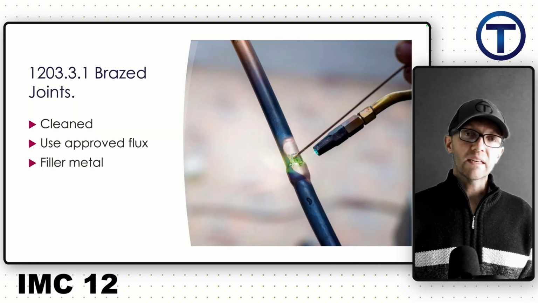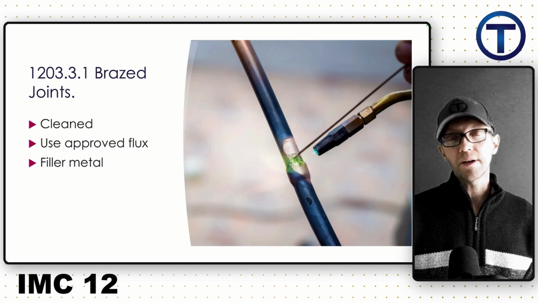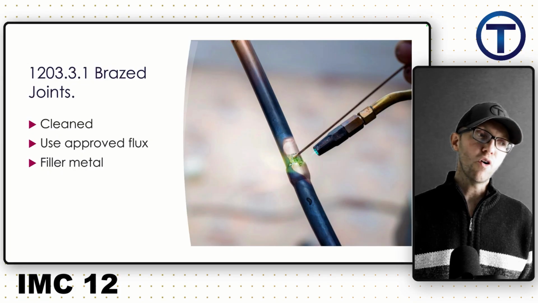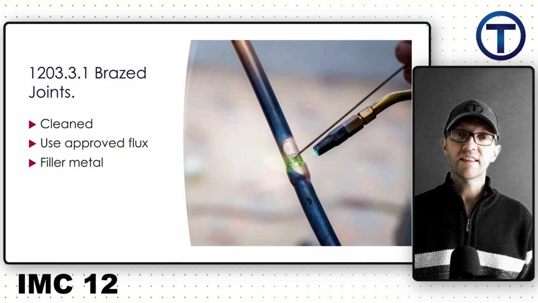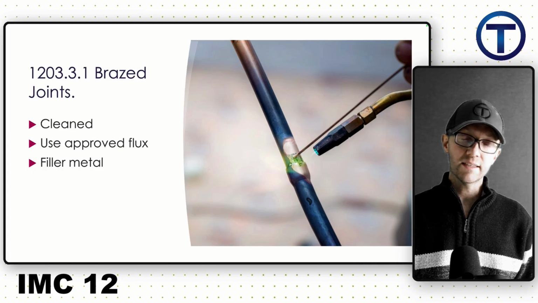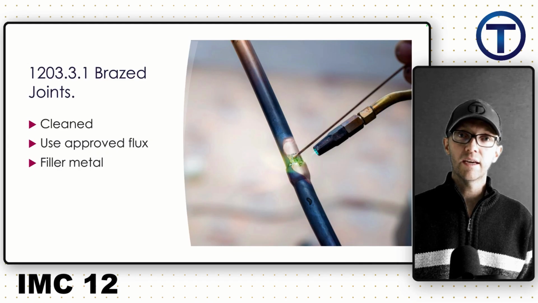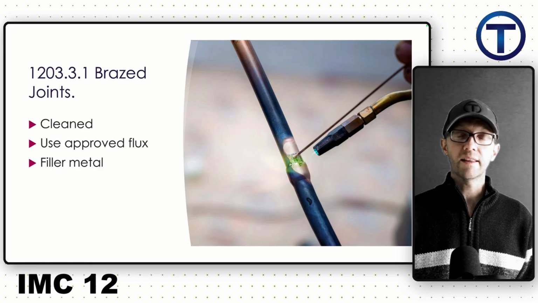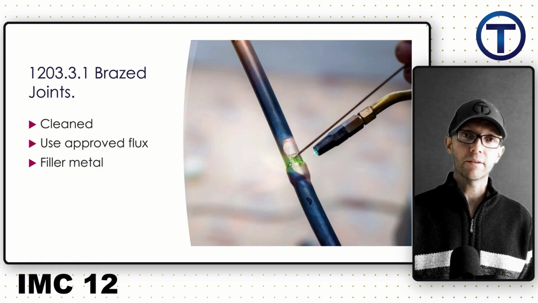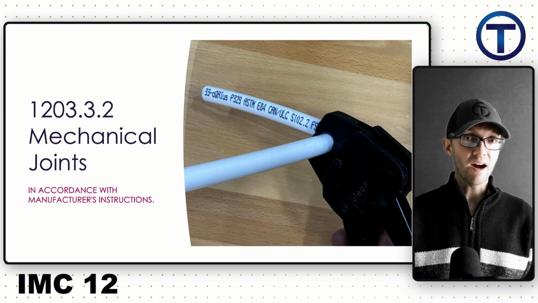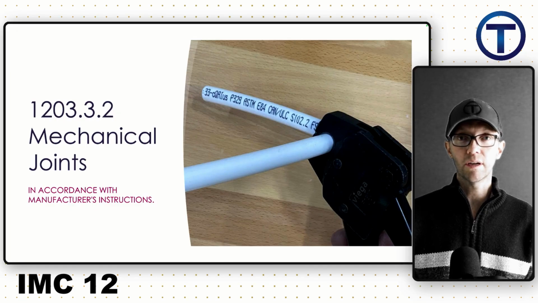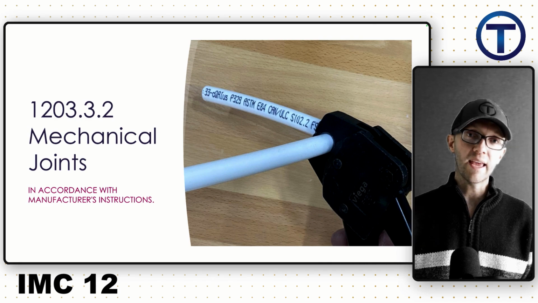Let's see what the code has to say about each of these different methods for connecting. First of all, brazed joints. This is in 1203.3.1. It says that the brazed joint needs to be cleaned. As we're assembling that, we should use an approved flux, and the joint is created using a filler metal. 1203.3.2 gives us the mechanical joints. Not a lot said on this within the code, but it does point directly at manufacturer's installation instructions.